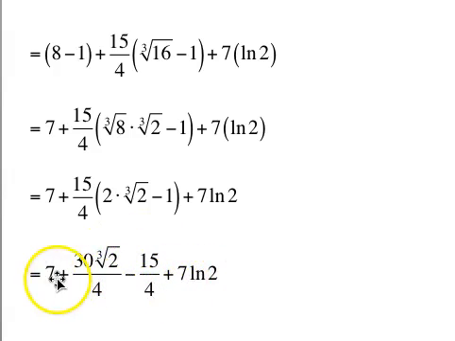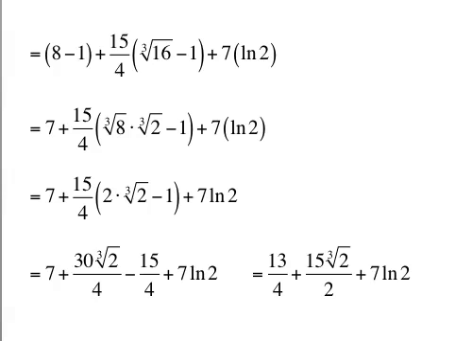and then 7 minus 15 fourths can also be simplified. 28 minus 15, what do we get? 13 fourths. So indeed, 13 fourths plus 15 over 2 cube root of 2, plus 7 log 2. And that will conclude this lesson.